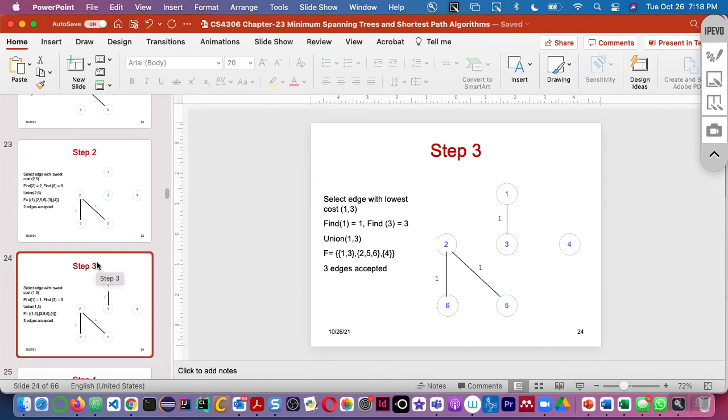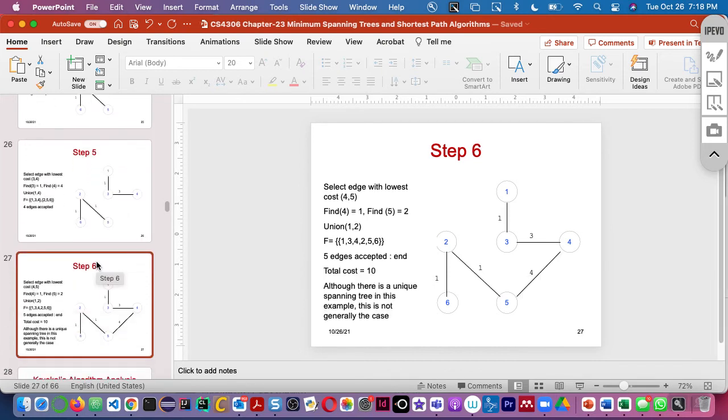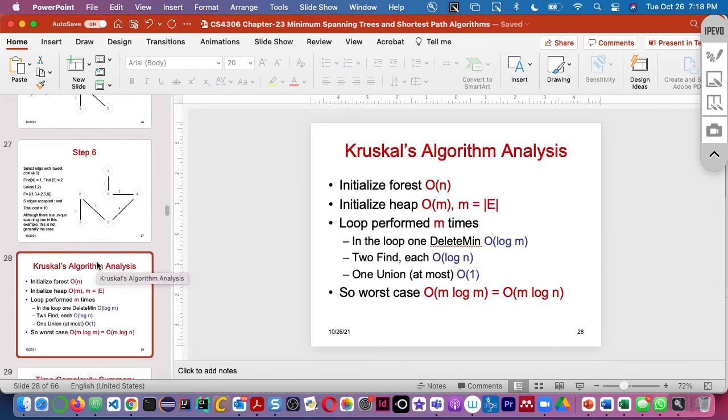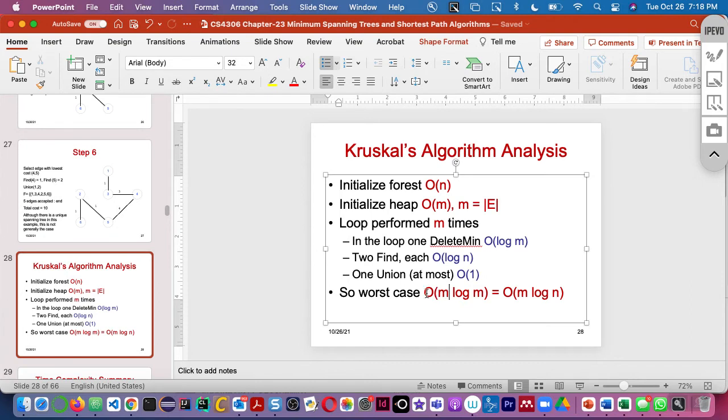You can go through the steps. This is according to the algorithm, these are the steps. How do we connect? You can connect in different order. Okay, so Kruskal's algorithm has a running time of m log m. M is the number of edges and n is the number of vertices.